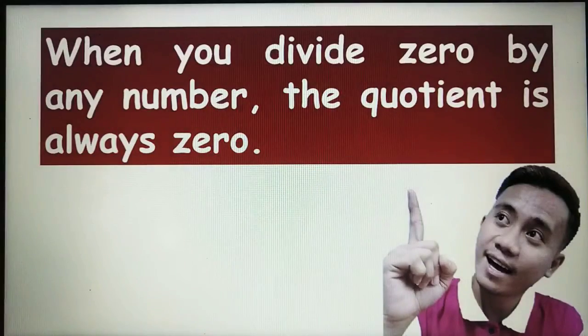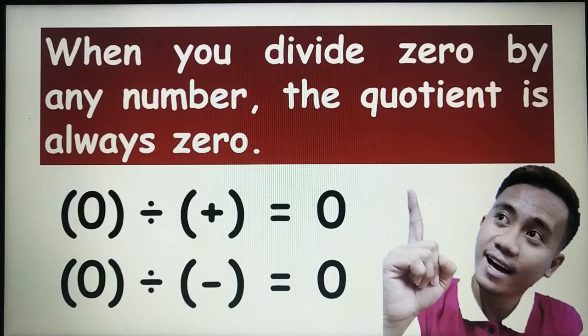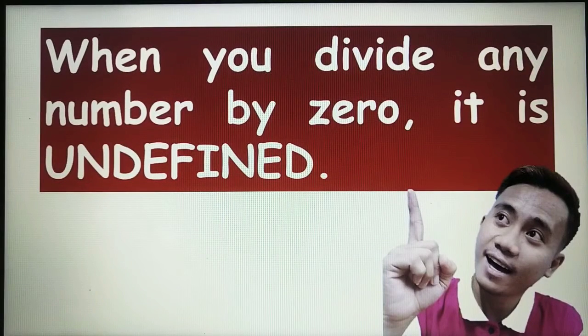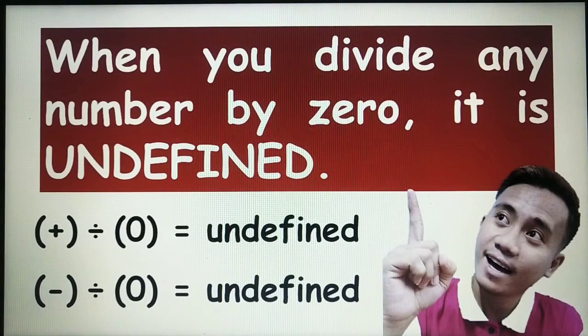Another rule is, when you divide 0 by any number, the quotient is always 0. That means when you divide 0 by a positive number, the quotient is 0. When 0 is divided by a negative number, the quotient is still 0. But be careful of this. When you divide any number by 0, it is undefined or indeterminate. That means, if a positive number is divided by 0, it is undefined. Or a negative number divided by 0, it is also undefined.